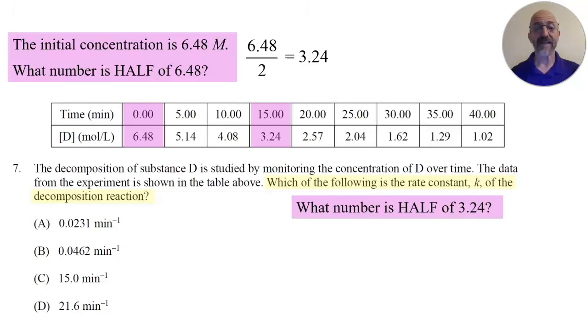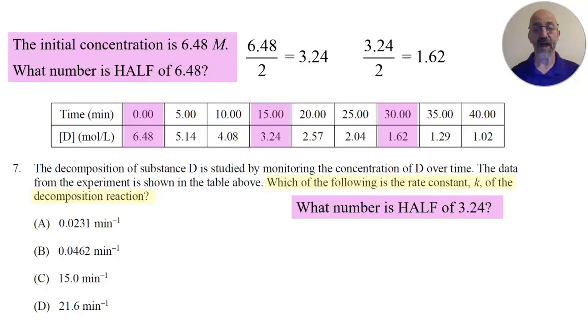What number is half of 3.24? That would be 1.62. Okay, so now we can say with confidence that the half-life is constant over time. Why? Because it takes 15 minutes to go from 6.48 molar to 3.24 molar, so that's one half-life period. But then as we continue, it takes another 15 minutes to go from 3.24 molar to 1.62 molar.